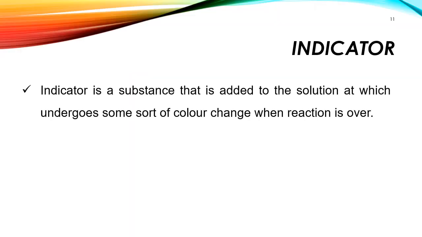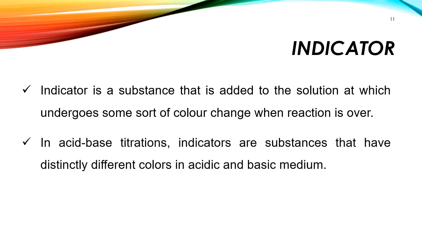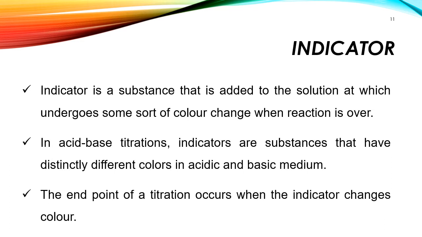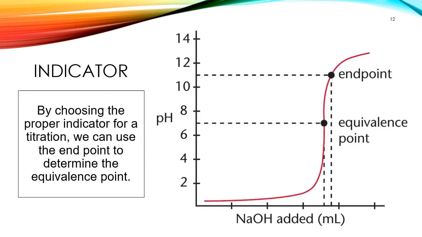The indicator. Indicator is a substance that is added to the solution and undergoes some sort of color change when the reaction is over. In acid-base titrations, indicators are substances that have distinctly different colors in acidic and basic medium. The endpoint of a titration occurs when the indicator changes color. By choosing the proper indicator for a titration, we can use the endpoint to determine the equivalence point.